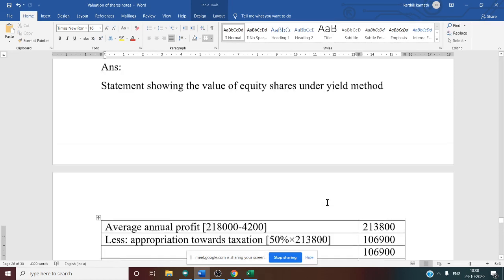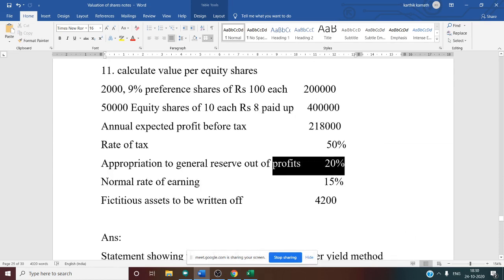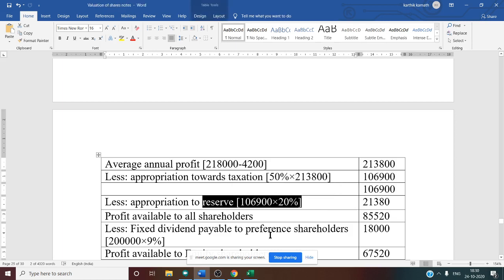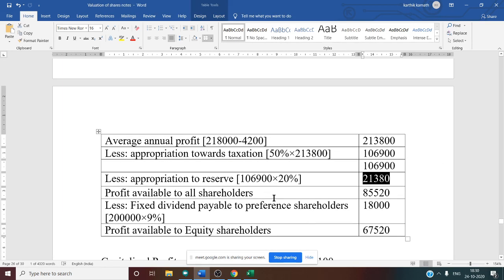Appropriation to reserve, again the reserve rate is given as 20%. So the remaining balance into 20%, that is after deduction of tax. So 1,06,900 into 20%, you will get 21,380. So after deduction of tax and reserve, the final amount, that is profit available to all shareholders, is 85,520.